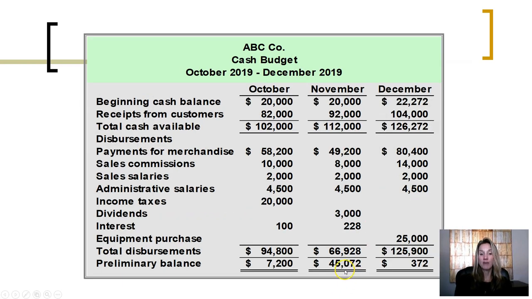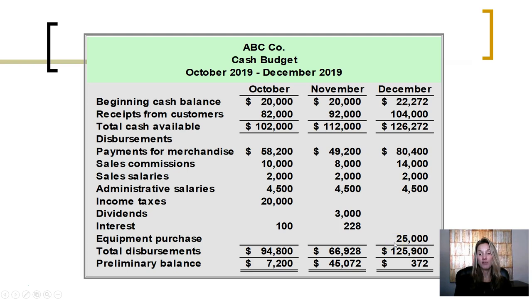We end November with $22,272 in cash. We are going to begin December with $22,272 in cash. Add in our budgeted cash receipts. Subtract out what we're going to spend cash on. Recall that we no longer have an outstanding loan, so we have no interest in December.